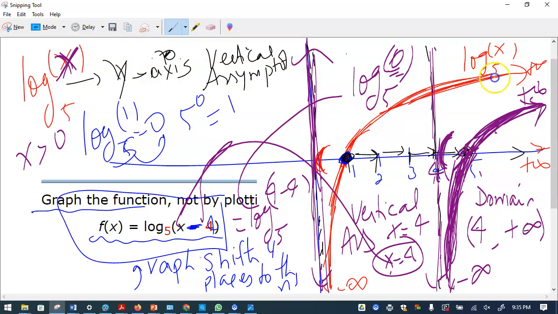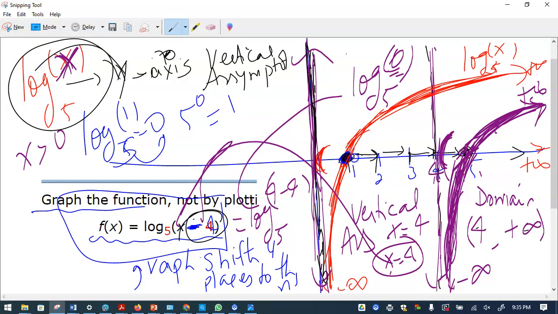Let me finalize this. The red one was the original graph of logarithm of x to the base 5, and it had a vertical asymptote, this one, which is x equals 0. Because of this minus 4, the original graph shifts 4 units to the right. That's how. So I hope that makes sense, and the domain changes accordingly because it is going to the right, and you're done.